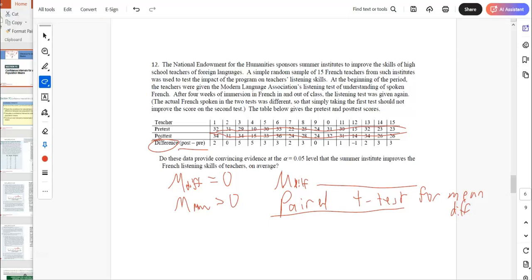So random, I'm hoping it says random sample somewhere, or simple random sample of 15. So random sample, 15 teachers. Okay, 15 is less than 10% of all French teachers that attended the institute. So our sample size is not big enough, so we probably need to type this in our calculator. I think we do.